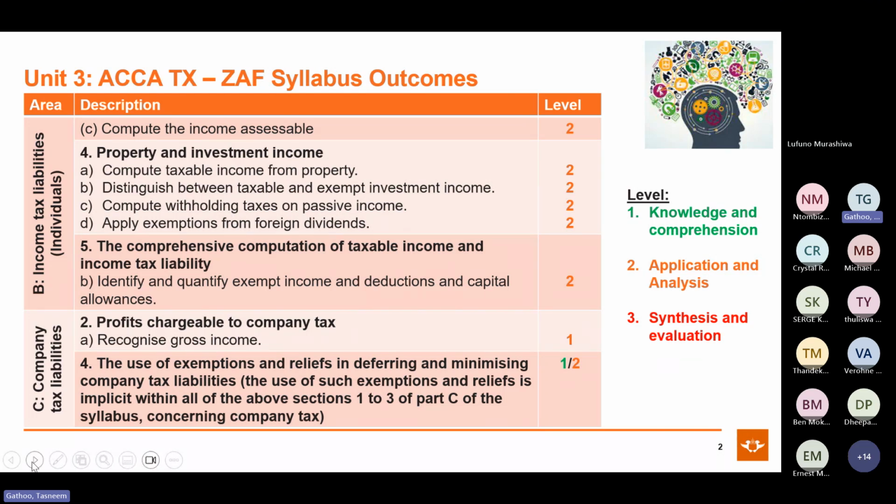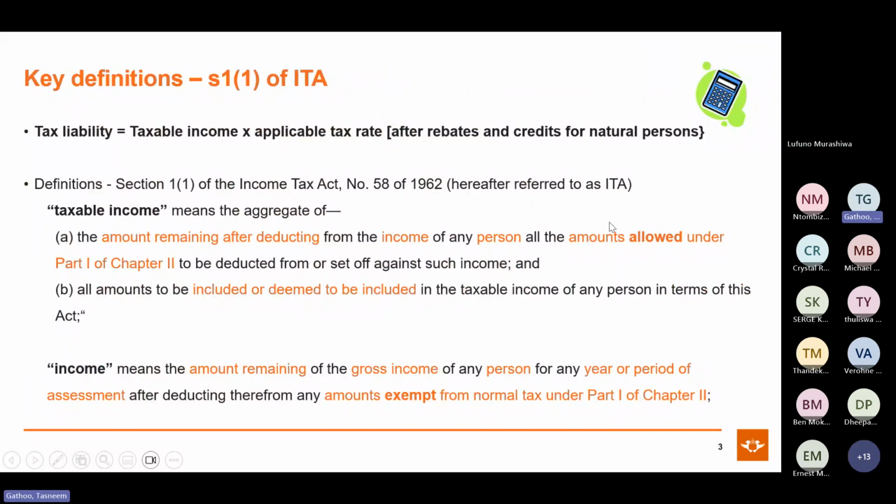It's important for you to understand the theory in order to be able to apply it to a question or to a real life situation. Again, just to recap, a short overview of what we discussed last week. We said that any tax liability due is calculated based on the taxable income of any person, right? And how do we calculate taxable income? It's by deducting amounts from the income of the person.